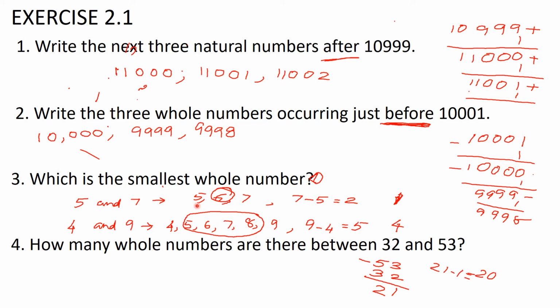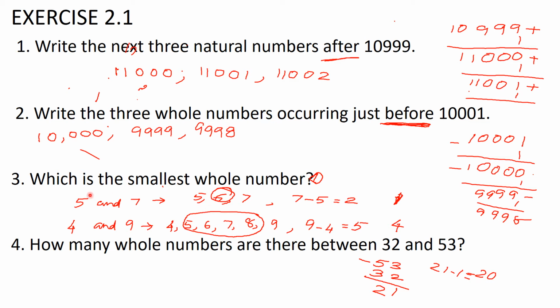Between 5 and 7, 5, 6, 7. There is one number in between, that is 6. Isn't it? There is only one number in between. Now between 4 and 9, you can see the numbers are 4, 5, 6, 7, 8 and 9. There are 4 numbers in between. What are the 4 numbers? 5, 6, 7 and 8. Okay. There are these 4 numbers in between.